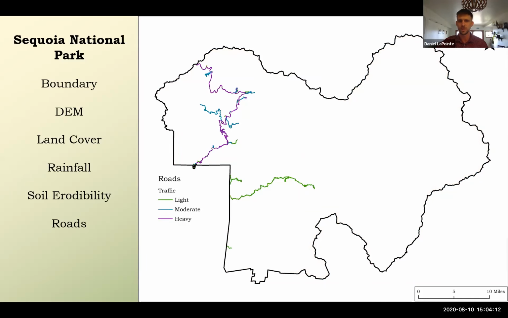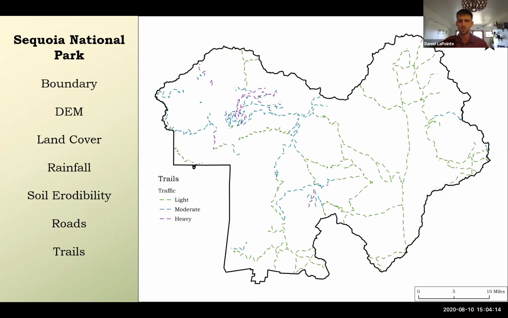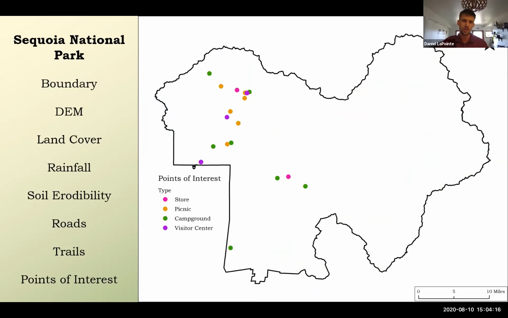Roads, location, as well as traffic. The same with trails, location, and traffic. And I also have points of interest, and I have a couple different types listed here.